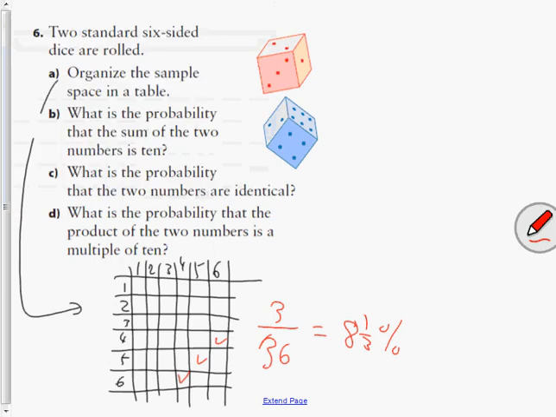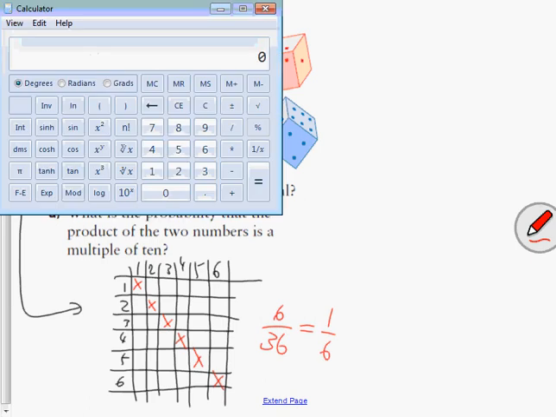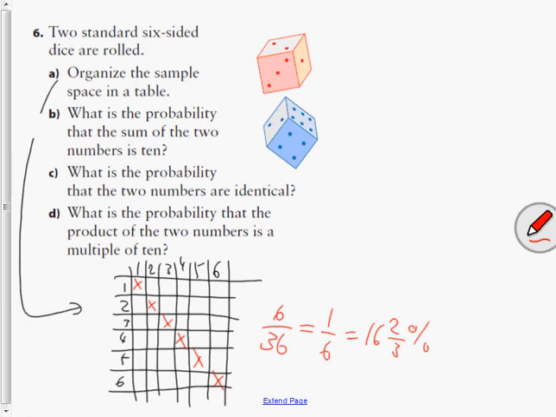Now, for the second question, what is the probability that the 2 numbers are identical? For that one, we have a 6 and a 6, a 5 and a 5, a 4 and a 4, a 3 and a 3, a 2 and a 2, and a 1 and a 1. So we have 6 chances out of 36, which in lowest terms is 1 chance out of 6. As a percentage, the probability is 16 2/3, or 16.6 repeating percent.